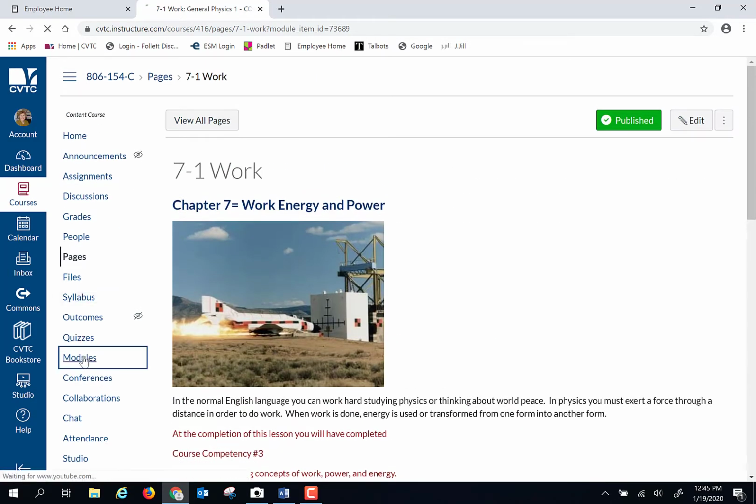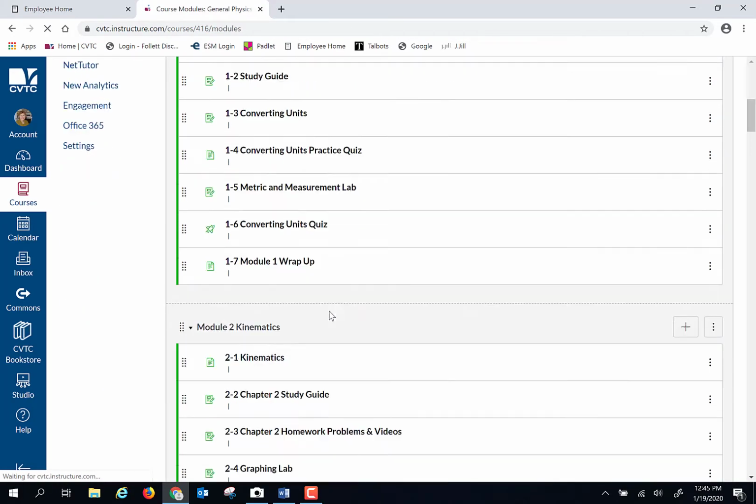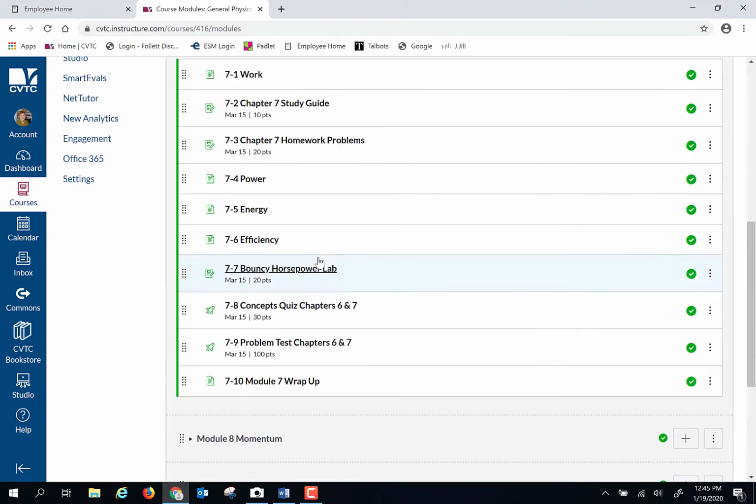Now, after we talk about work in a typical week in a typical module, we are also going to have a study guide. We've got some homework problems, and we're also going to talk about power. Power is defined as how fast a job is done. So if you have a 100 horsepower engine and a 200 horsepower engine, the 200 horsepower engine will do the same job twice as fast. So power is how fast the job is going to be done.